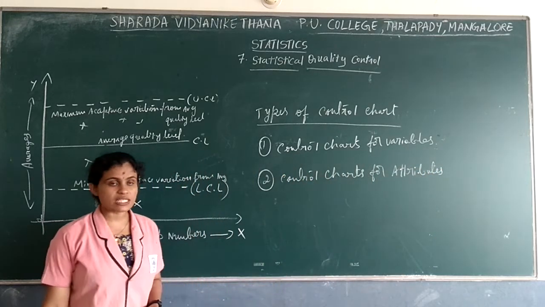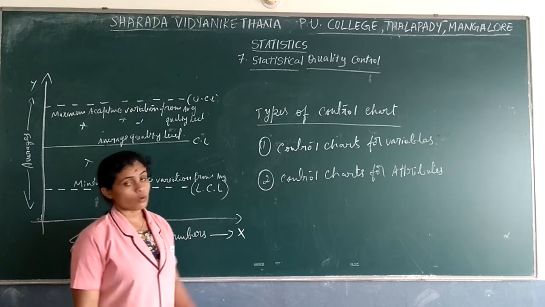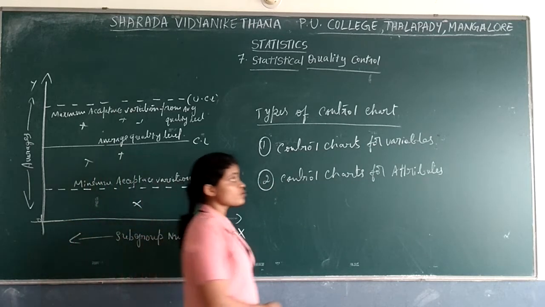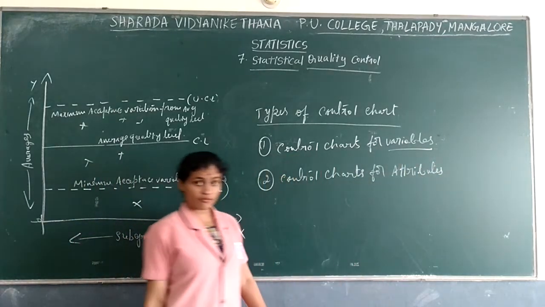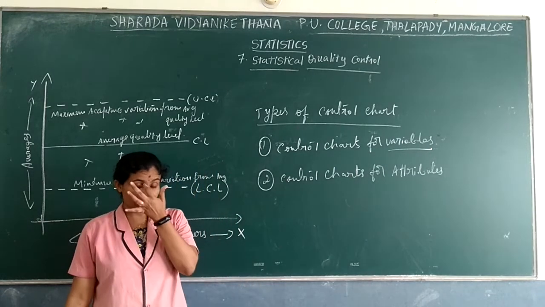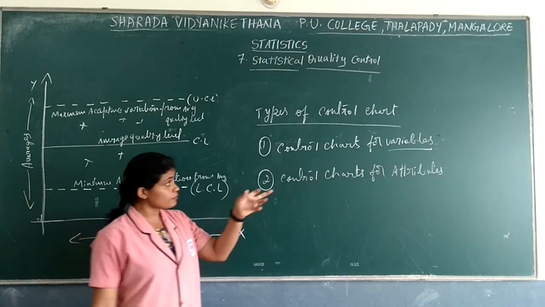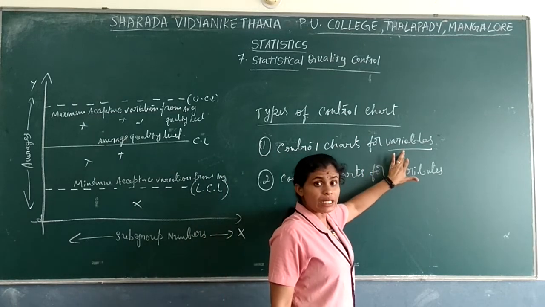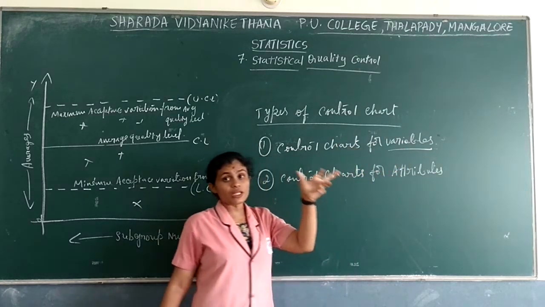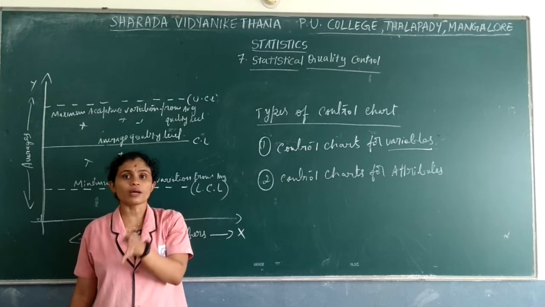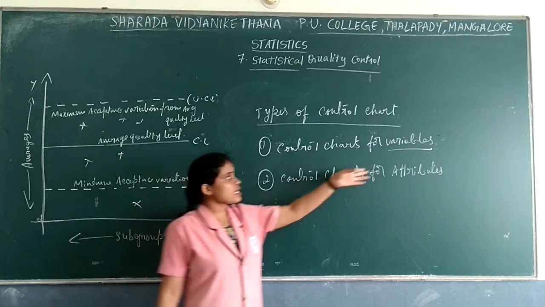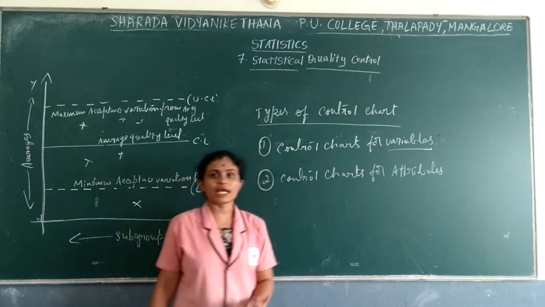Control chart for variables and control chart for attributes. What is a control chart for variables? What is a variable? In the last session I explained what a variation is. A variable is a measurable quality characteristic which varies from unit to unit. It is a defect of a product, but we can measure it.